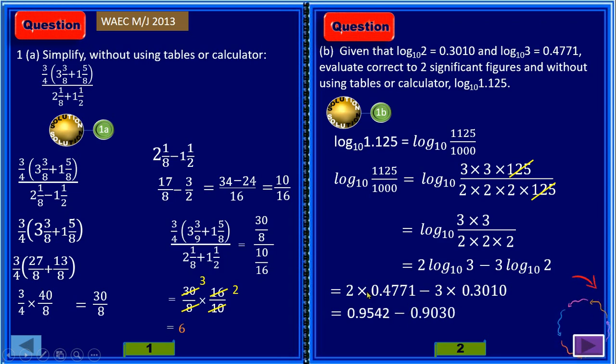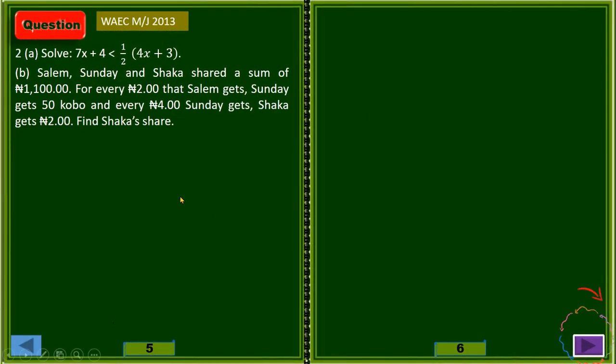Then using a calculator, we can subtract these 2 logs, and the subtraction gives us 0.0512. That's the solution to question number 1b and question number 1. We now go to question number 2.